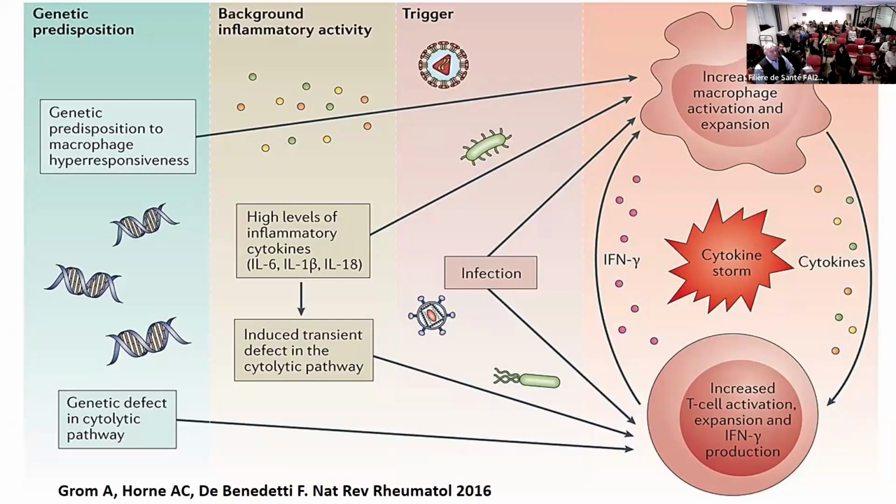This is something that we designed together with Alexei Grom, who is an MAS expert from Cincinnati, trying to think about the layers of pathogenesis. There is a genetic predisposition to hyperinflammation. There is a background inflammatory activity, Still's disease being a typical example, and there is a trigger. Very often these hyperinflammation syndromes are triggered by viral infection, for example. Once you get here, you are in trouble because this is a self-perpetuating vicious circle.